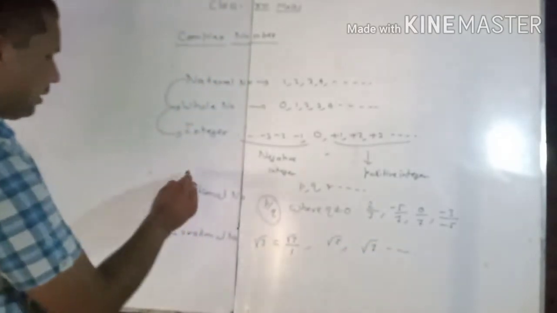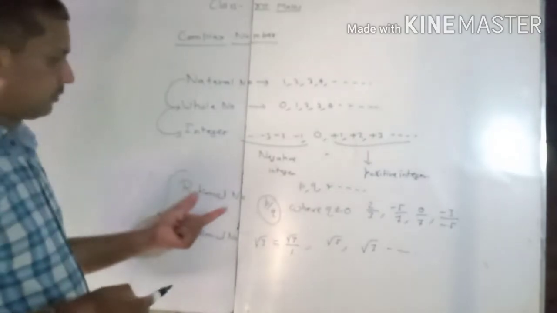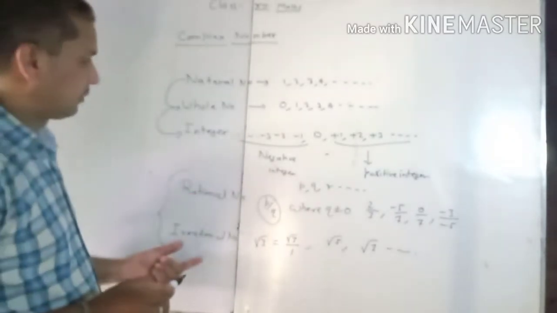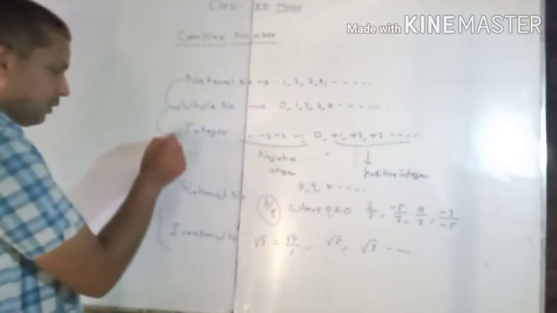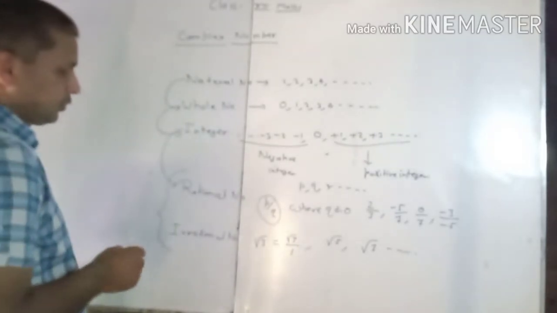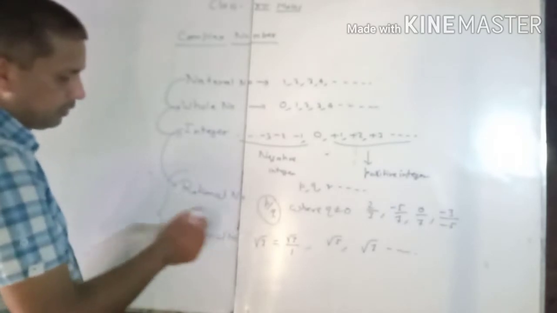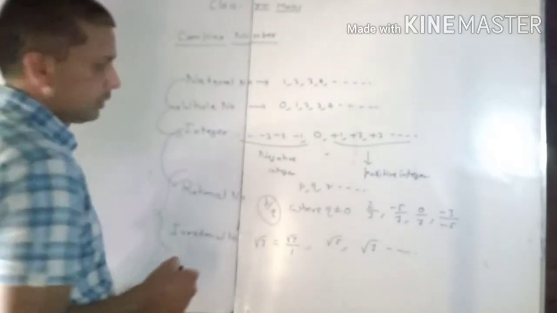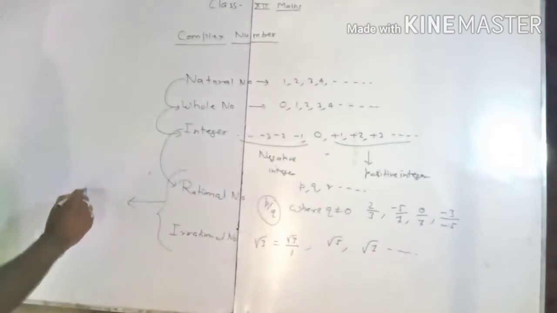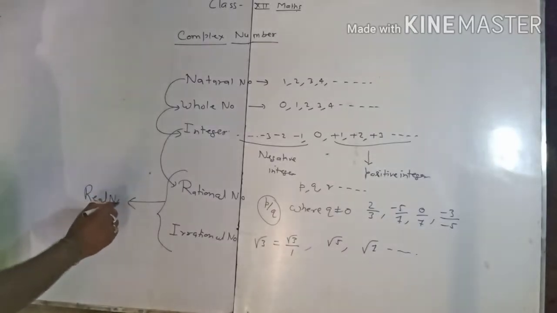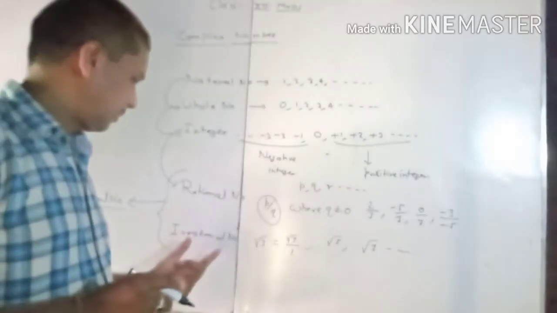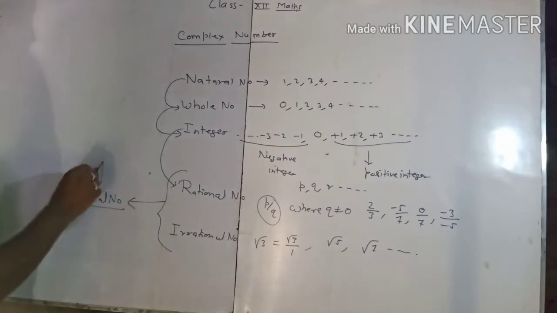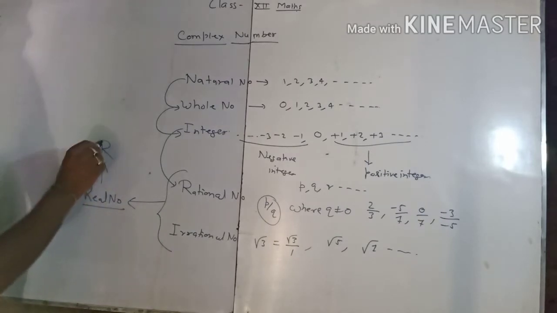Now the collection of all rational numbers and irrational numbers. All rational numbers contain all integers. So the collection of all rational numbers and all irrational numbers is called real numbers. The set of real numbers is denoted by R.